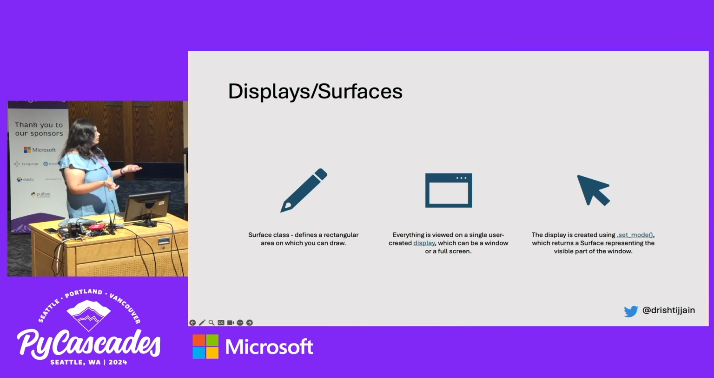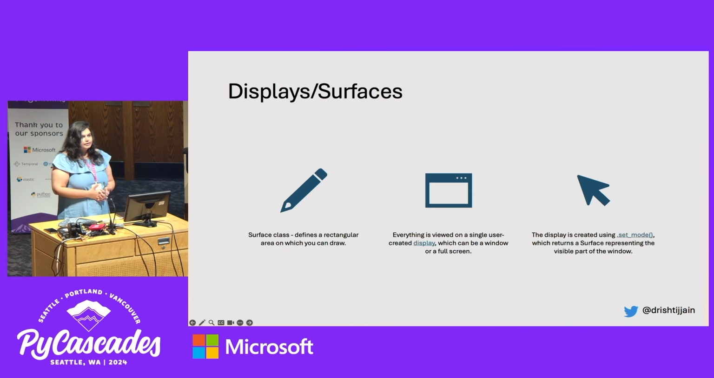So what you have to remember in Pygame is that there is a Surface class and a display, and the display is created using set_mode. That is the function. Once you import Pygame, all of these are built in. You just have to write them one by one, and you'll have a basic setup ready. Once you have set_mode, it returns the surface, a Surface class object, which represents the actual visible part of the window.